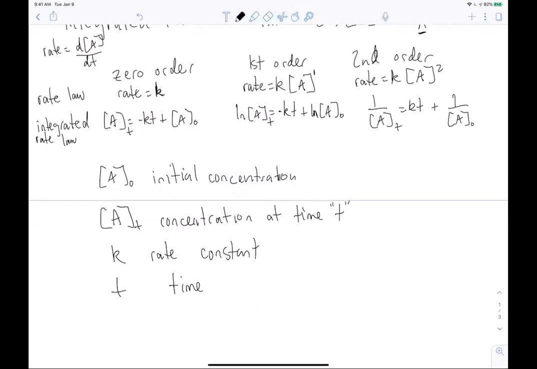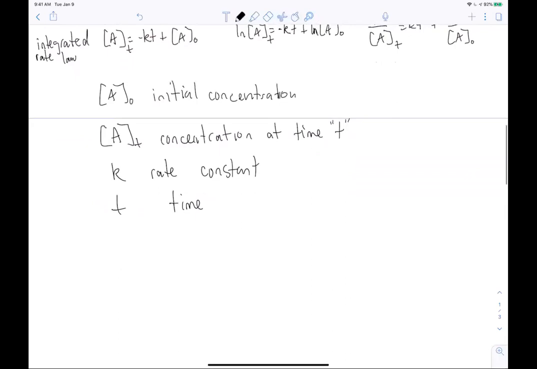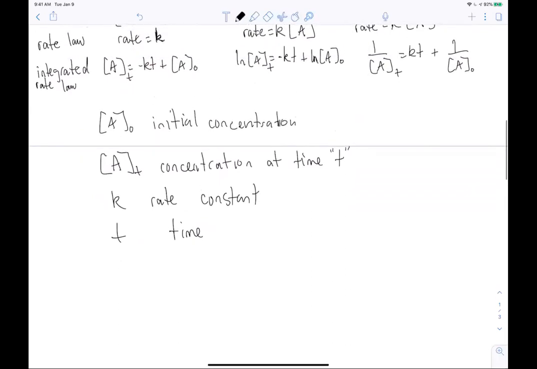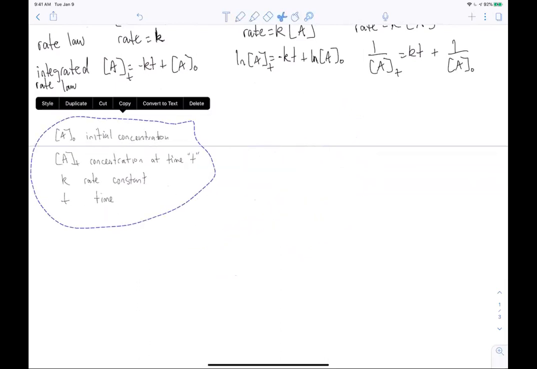There are a lot of different ways that these equations or questions can be posed. If you work through the homework, you'll see these. If you're given, for example, let's say, let me pull some real data here.